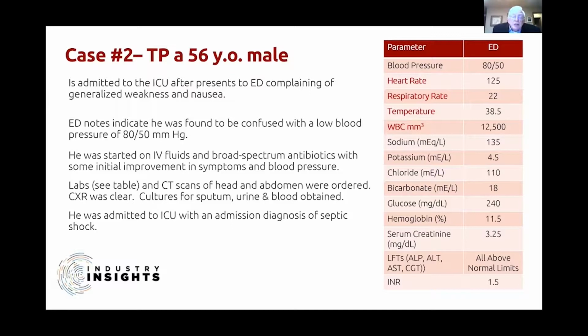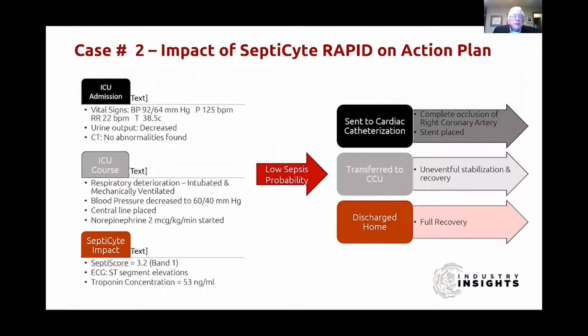On admission to the ICU, the diagnosis of septic shock was entertained. Vital signs showed SIRS criteria met, lactate was not measured, but liver function tests were abnormal, and serum creatinine was elevated, suggesting organ dysfunction. Next slide. On ICU admission, the patient deteriorated, remained hypotensive, urine output decreased, and CT scans showed no abnormalities.